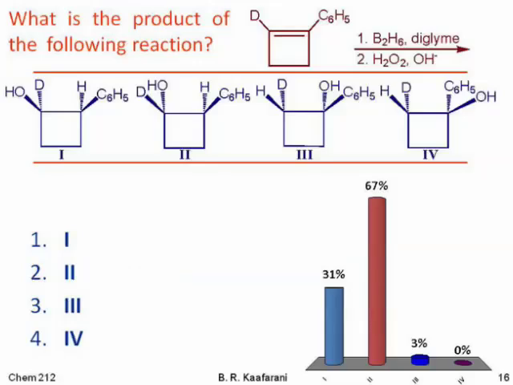Now, we need to decide which carbon is the less sterically hindered carbon. That less sterically hindered carbon is going to have the OH group. Therefore, the correct answer will be 2. OH is going to the less substituted carbon.